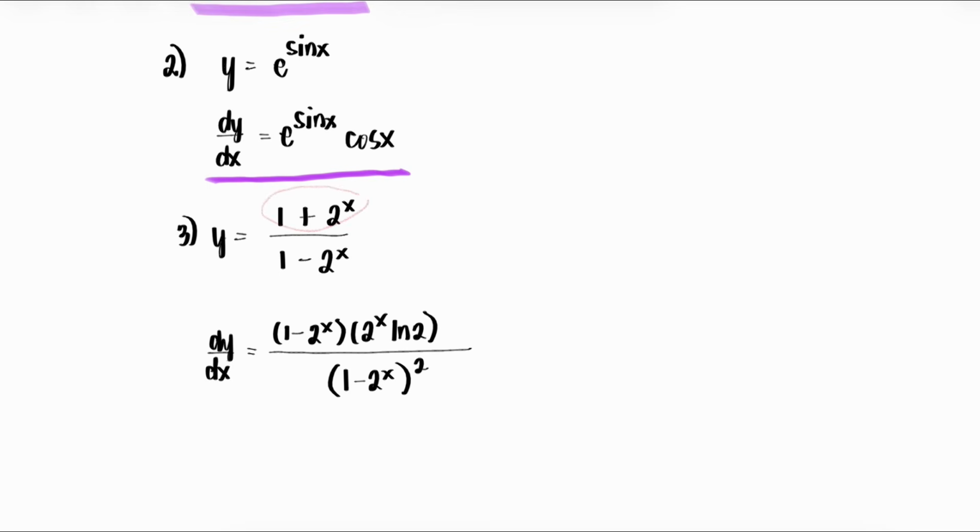The derivative of this is this. To continue, minus, we're just going to extend this fraction bar right here. We are going to copy the numerator 1 plus 2 to the power of x and multiply it to the derivative of the denominator, which is negative 2 to the power of x ln of 2. So this time the derivative of 1 minus 2 to the power of x is this.